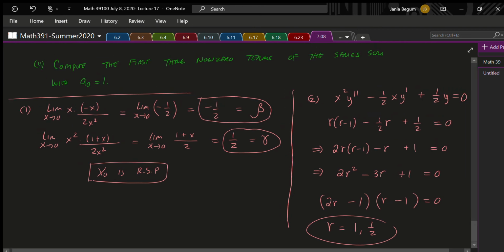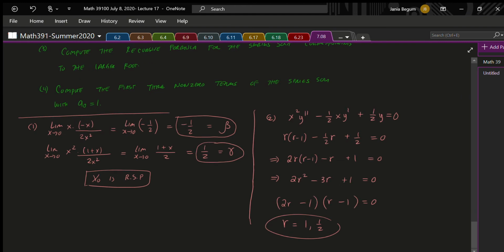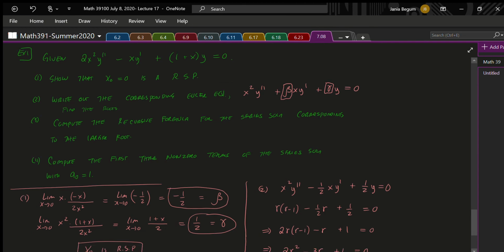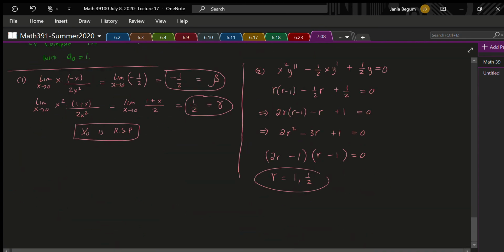Alright, so now moving on to the next part, which is to compute the recurrence formula for the power series solutions corresponding to the larger root. So let's set up the power series solution, and then I will show you how to get to the recurrence formula. So that's the next thing. So what are we going to assume? What does the solution look like for a regular singular point?